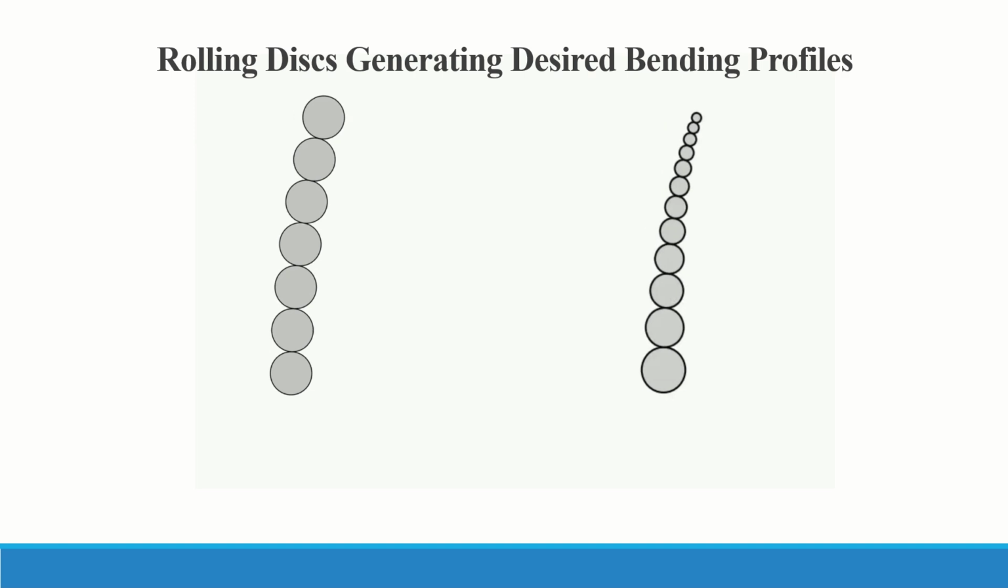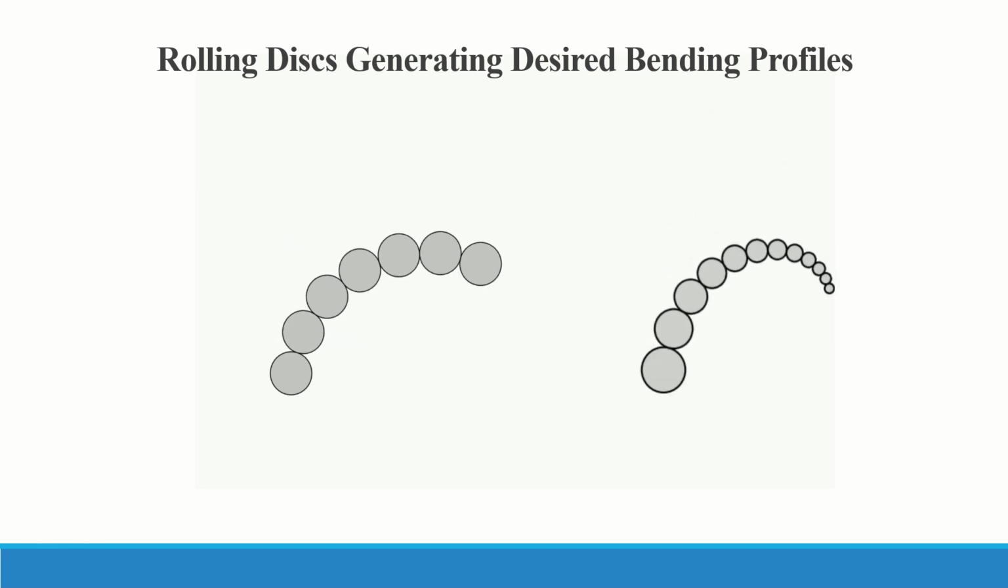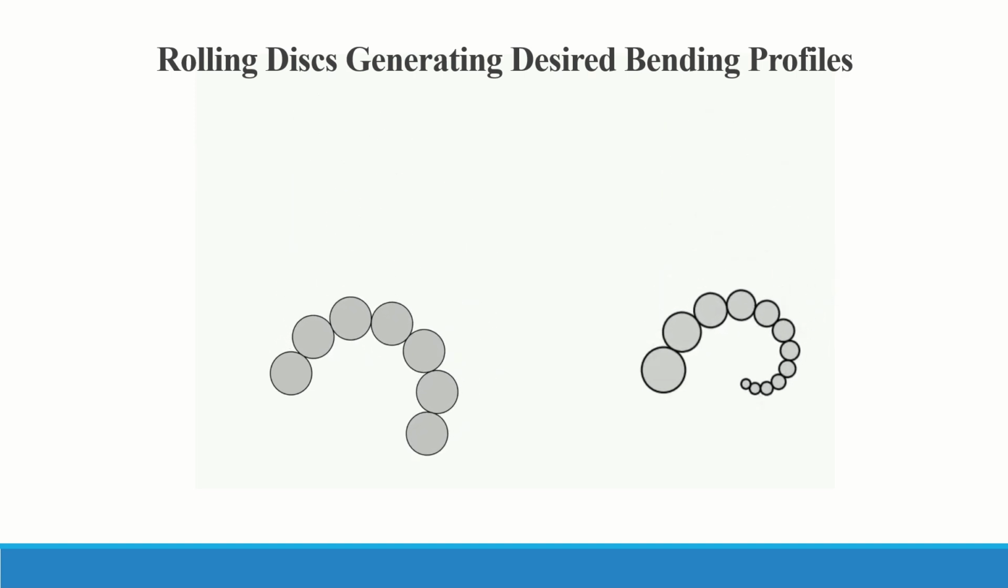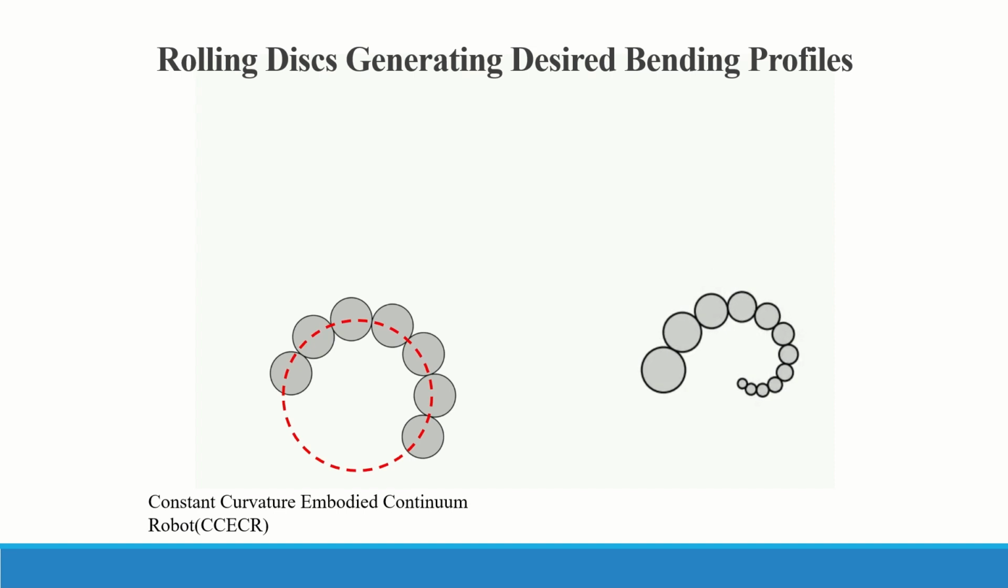Here, for equal radii disks, the stack bends in a circular profile at each instant, whereas for a stack with radius decreasing in geometric progression, a logarithmic spiral is obtained. These will be called CCECR, constant curvature embodied continuum robot, and SECR, spiral embodied continuum robot, respectively.